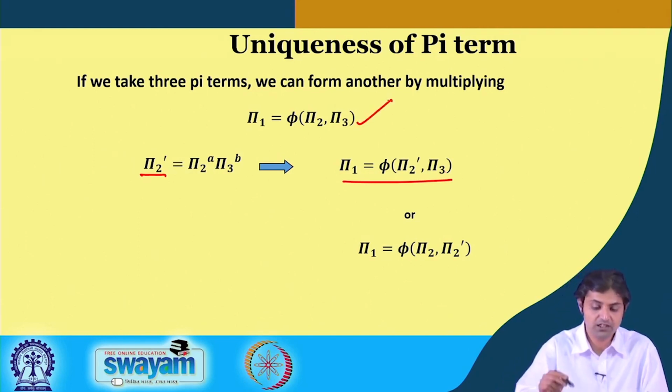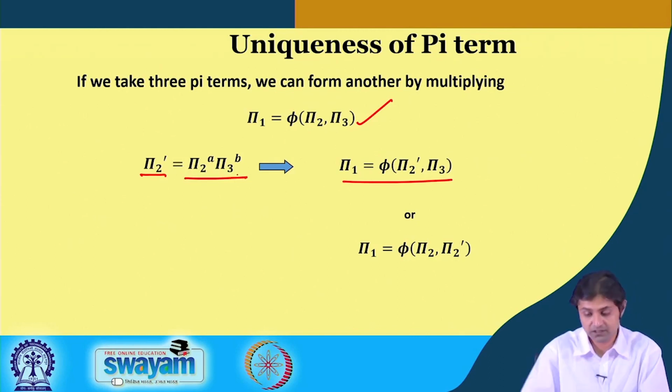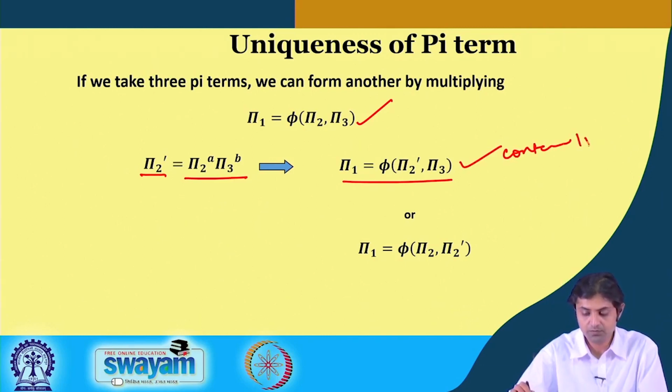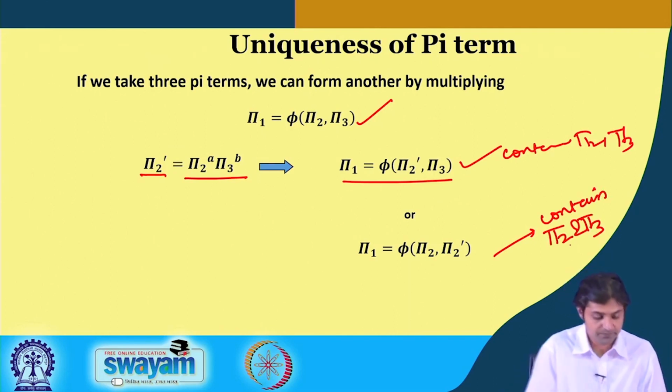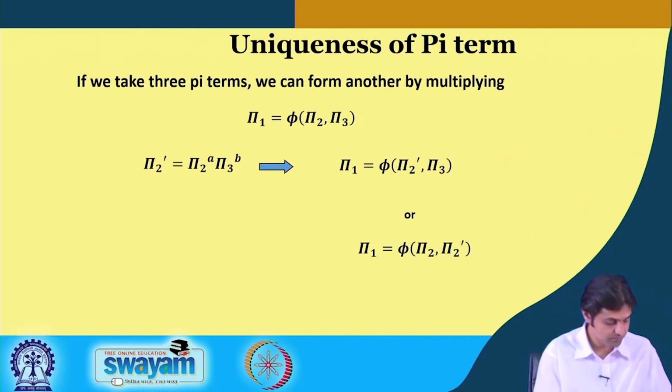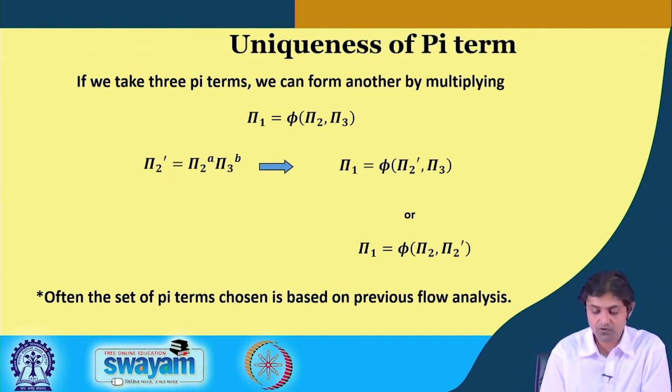So, if this is the original case, we can always write pi 1 as a function of pi 2 dash and pi 3, or pi 2 and pi 2 dash, where pi 2 dash is the simple multiplication of pi 2 and pi 3 raised to the powers a and b, because this will also contain both pi 2 and pi 3. Often the set of pi terms chosen is based on previous flow analysis.